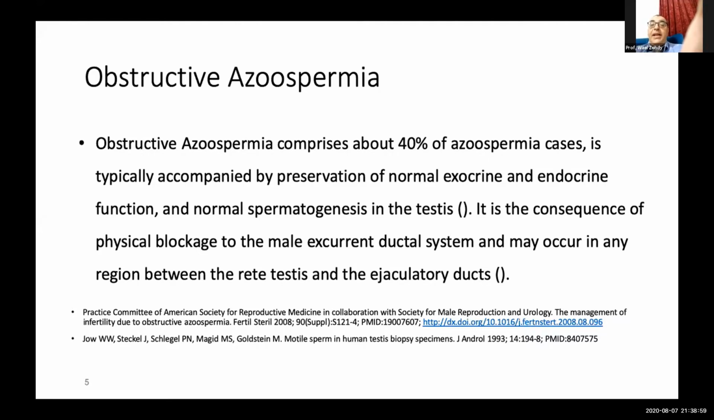Okay. So obstructive azoospermia comprises about 40% of azoospermia, and it's typically accompanied by normal testicular function. So whenever we take a testicular biopsy from those patients, we find normal spermatogenesis. The obstruction could be anywhere from the rete testis to the ejaculatory duct.